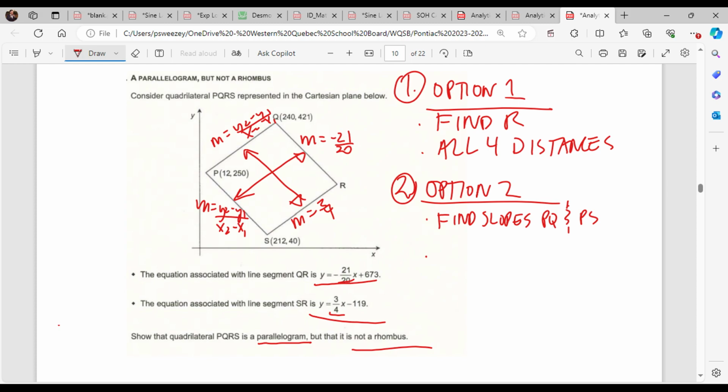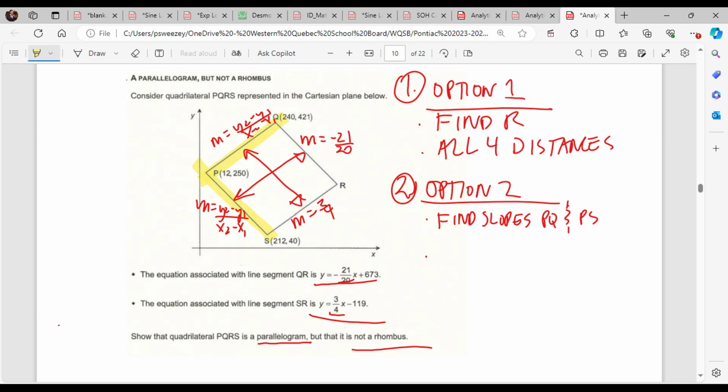What else would I now have to do? Because this would just help me prove that it's a parallelogram. Cool, that's done. But I also have to prove that it is not a rhombus. What can you do in that vein to make it easier? Is there a way to prove it's not a rhombus without finding R? I have that point and I have that point. Can I do the distance of QP? Can I do the distance of PS?